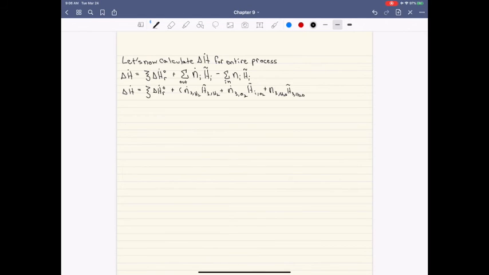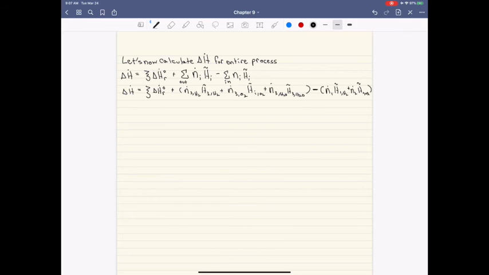H2O. And then in our input stream, what we have are the hydrogen, which makes up all of stream 1, and we have the oxygen, which makes up all of stream 2. Okay? And so we need to figure out what each of these specific enthalpy terms, or the molar enthalpy terms, are.